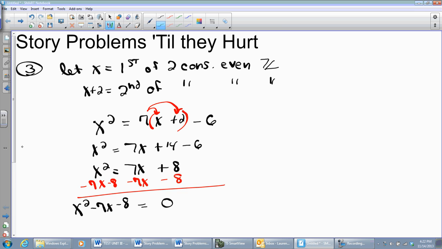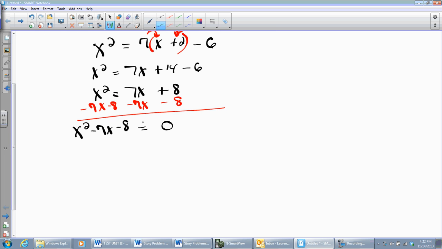And now I'm ready to factor. Okay, I need 2 factors of 8 that subtract to get negative 7. Well, let's see. I could list all my factors of 8, 1 and 8, 2 and 4. I think that's it. What's the subtraction problem? Please write down the subtraction problem. All right, well, I think it's going to be 1 minus 8. That equals negative 7, doesn't it?